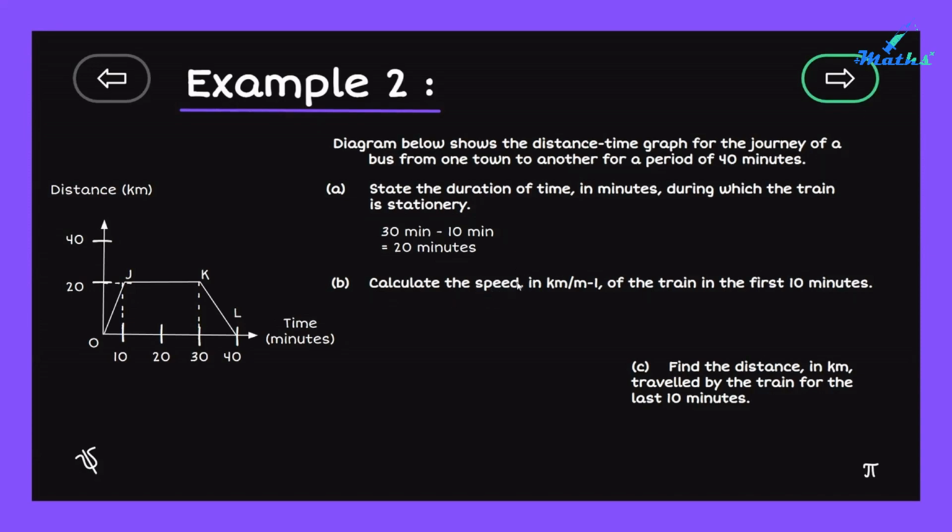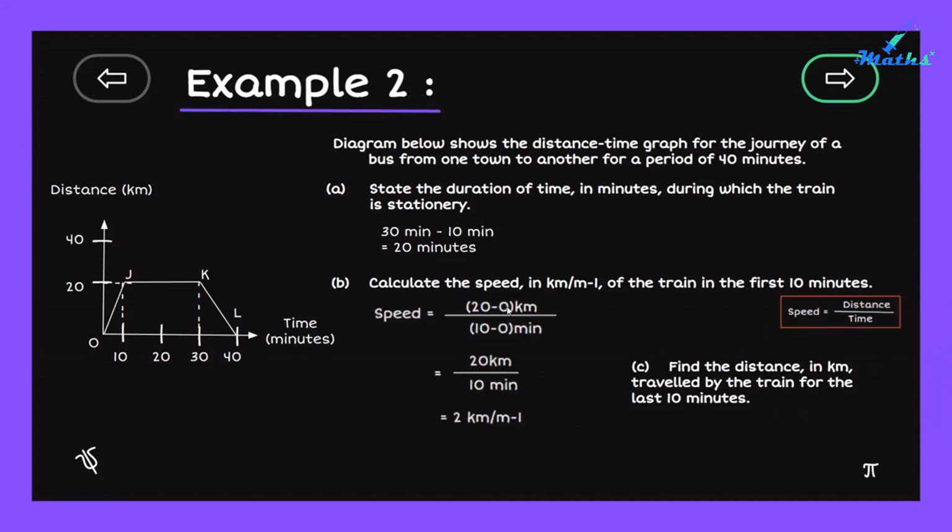Next, calculate the speed in the first 10 minutes. You find the speed for the first 10 minutes using the formula. The distance is 20 minus 0 km, divided by 10 minus 0 minutes. So 20 km divided by 10 minutes equals 2 km per minute.